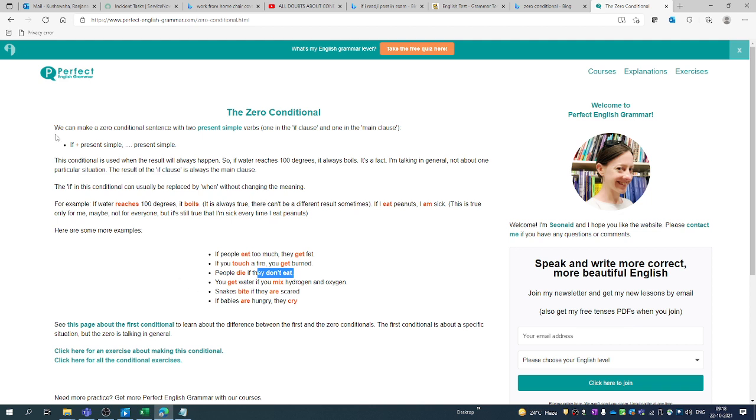So we can make a zero conditional sentence with two present simple verbs. If you do one task, then another will surely happen. This kind of sentence comes under the zero conditional.